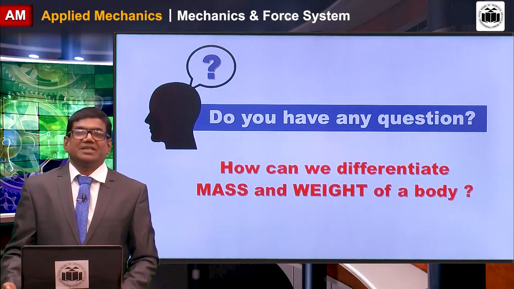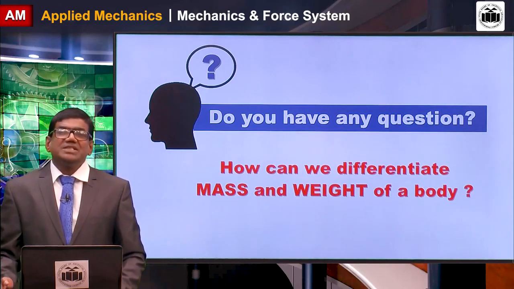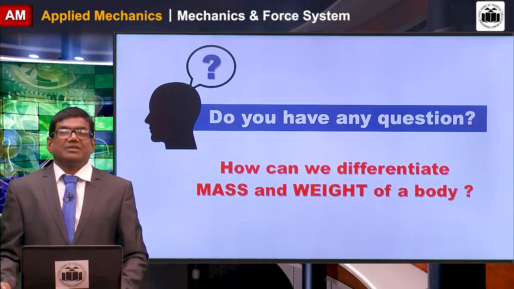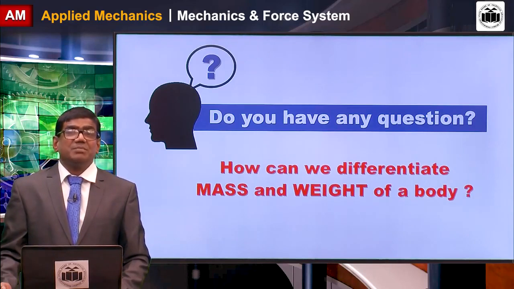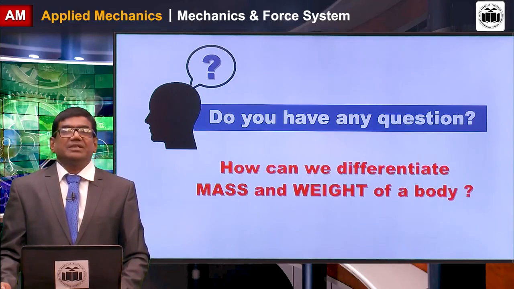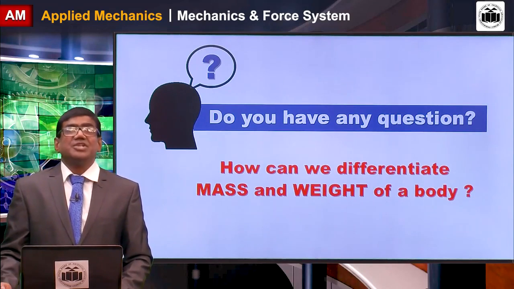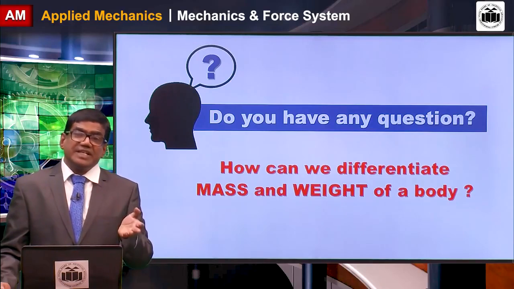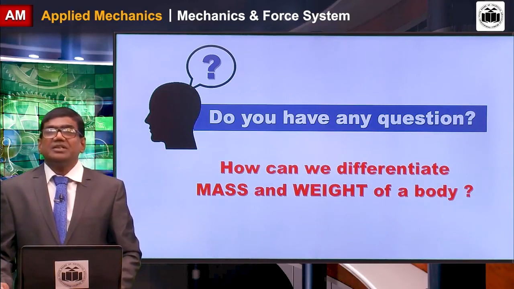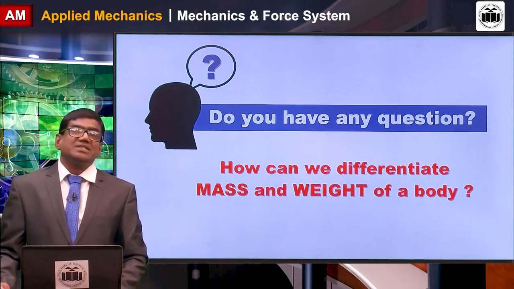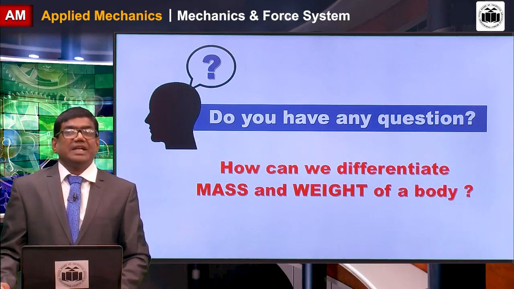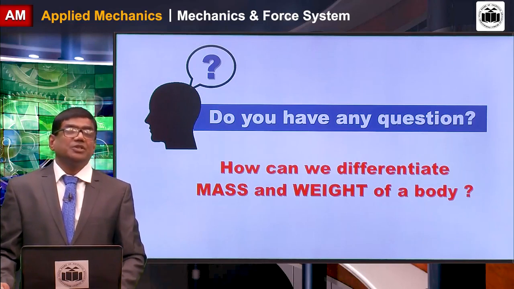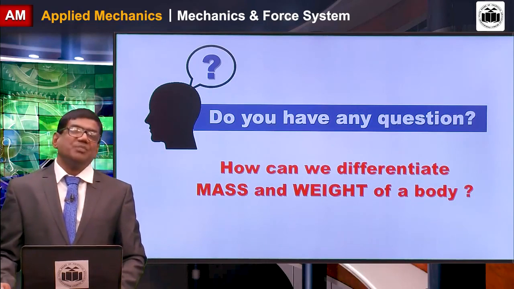Oh, nice. As we have seen, mass is nothing but the quantity of matter possessed by a body. When the mass is subjected to gravitational force, that mass is converted into weight. Mass is a scalar quantity, weight is a vector quantity. Mass is constant at any location, but weight changes as per the location. So these are the differences between mass and weight of a body.